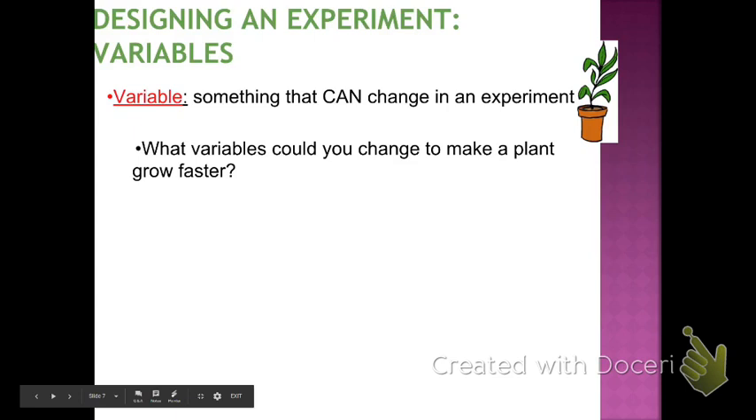And so let's think about, if you're growing a plant, what are some variables that you could change so that the plant would grow faster? You can think like sunlight, water, fertilizer, bigger pot, whatever you decide. But we're going to do an experiment, like we'll make a hypothesis. So let's make a hypothesis about the amount of water.